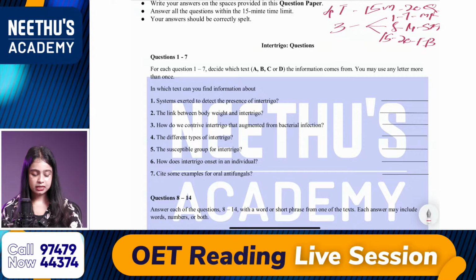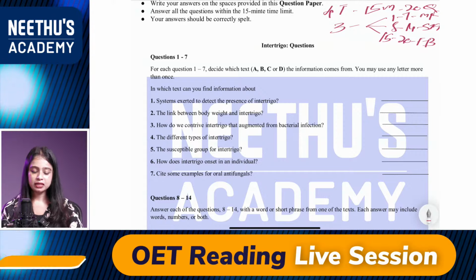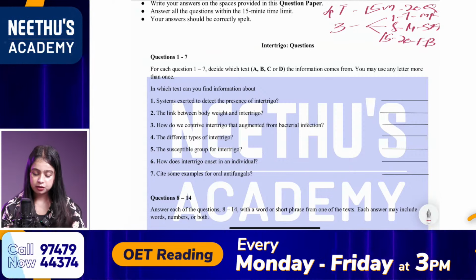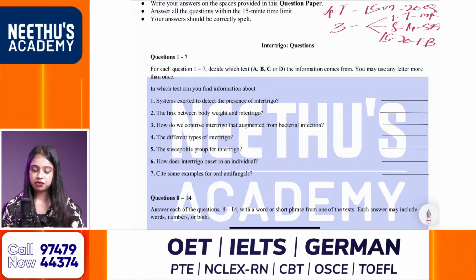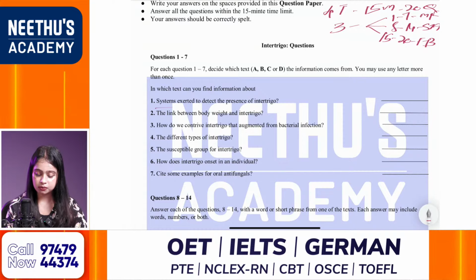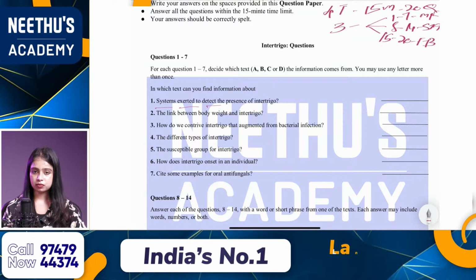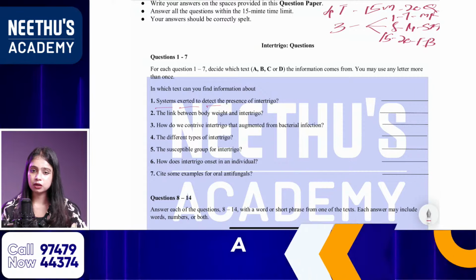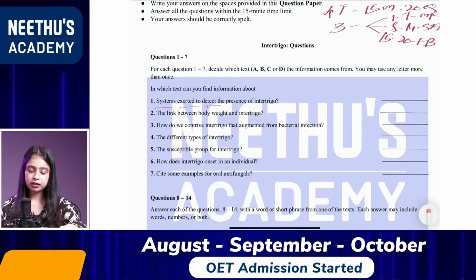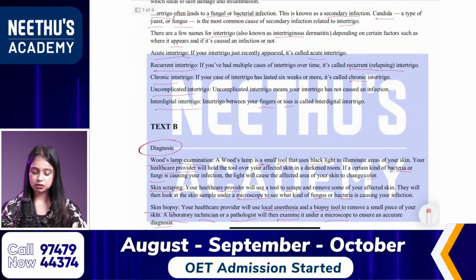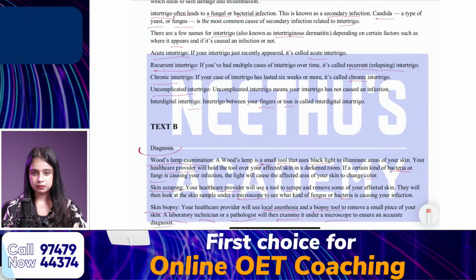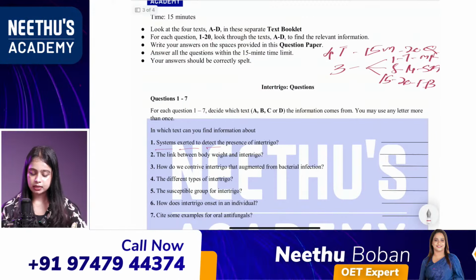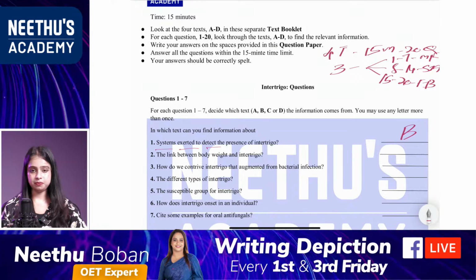Okay, so before that I'll underline keywords from the question also, because it's very important. The question: systems exerted to detect the presence of intertrigo. My keywords: systems, exerted, detect. From these three keywords I understood it's all about the diagnosis. Where they've mentioned the methods of identification, that's from text B. So my answer is B.